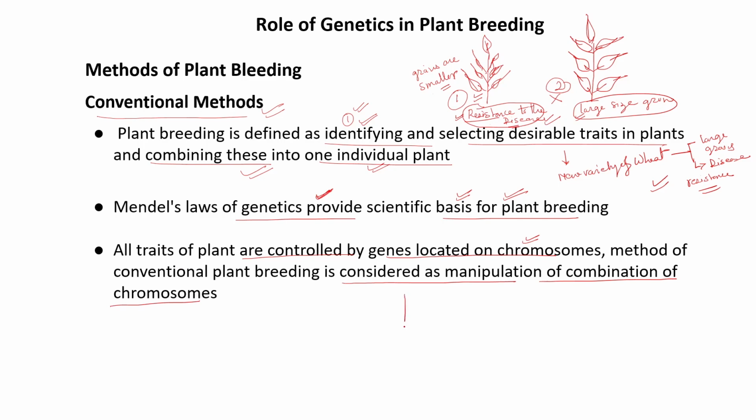So we can have a chromosome here which has disease resistance, and here we can have a chromosome with a gene for larger grains, larger grain size. So with the combination of these two characters in one particular wheat variety, we can have a good variety of wheat that has both larger grains as well as disease resistance. Such varieties are desirable for humankind.